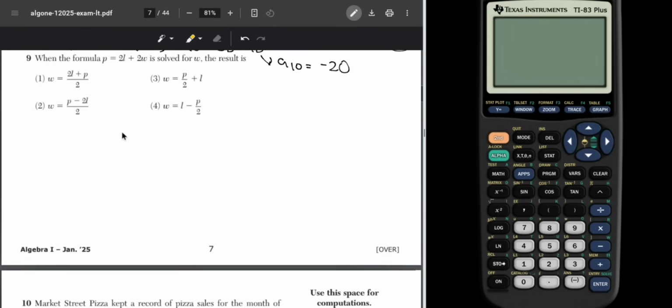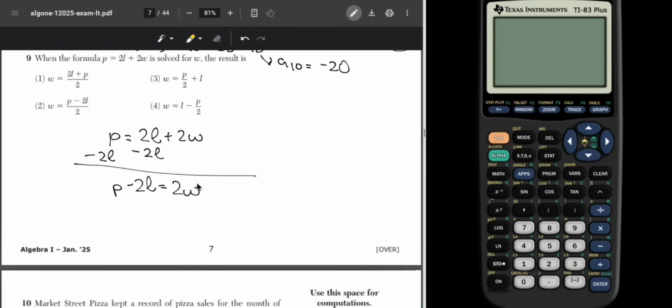Question 9 says, when the formula P equals 2L plus 2W is solved for W, the result is. So in this question, I am writing W in terms of P and L. Okay, so how am I going to do that? So I have P equals 2L plus 2W. In other words, I'm trying to isolate W to make it by itself. The first thing I'm going to do is subtract 2L on both sides. So I'm going to get P minus 2L is equal to 2W.